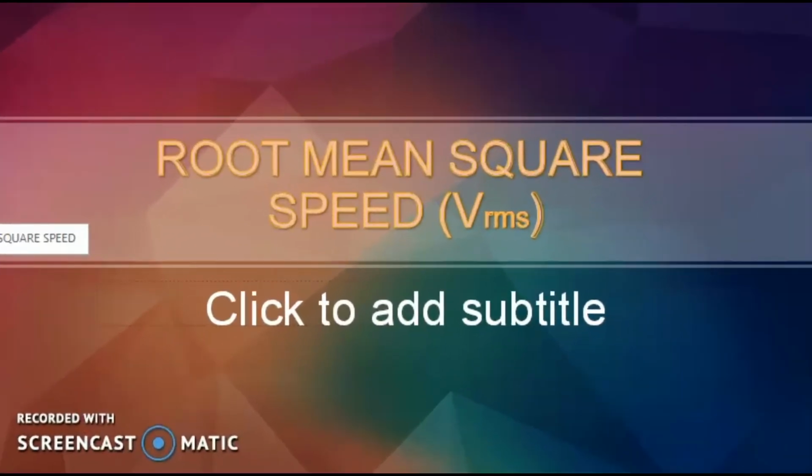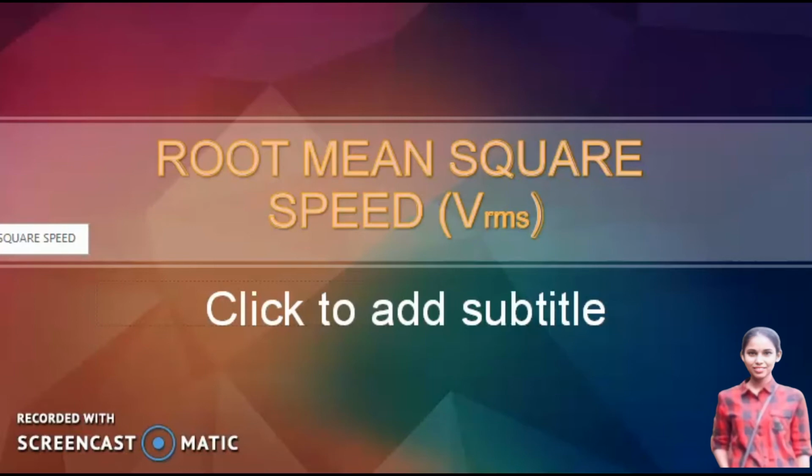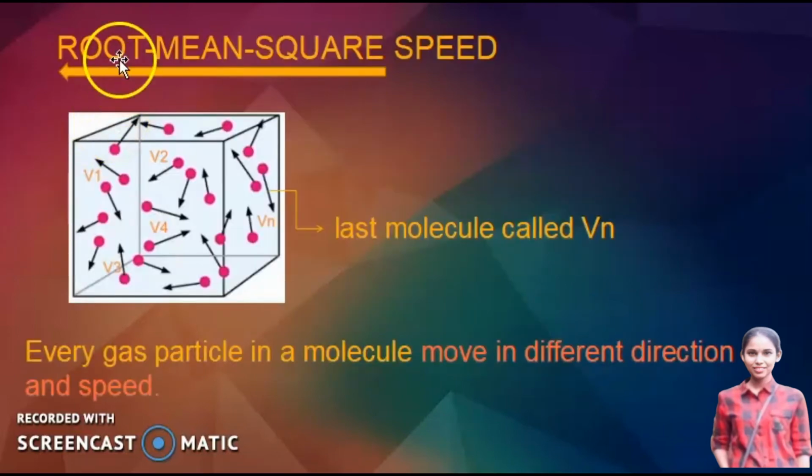Guys, in today's video we're going to learn about root mean square speed, which is also known as VRMS. Okay, first of all, what is meant by root mean square speed? Let's say I give an example. In a container there are a lot of gas particles. The important note is every gas particle in a molecule moves in different direction and different speed. Let's say this V1 moves in different direction, different speed, V2 moves in different direction, different speed, V3 moves in different direction, different speed, and so on. And the last molecule we call Vn.